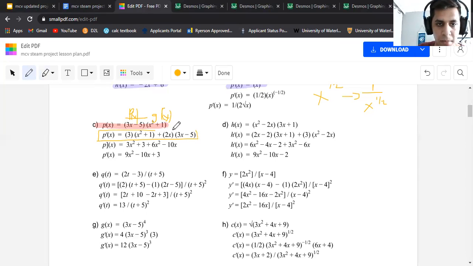Once you've gotten past this step, it's kind of just like a grade 9, grade 10 question where you just got to expand the brackets and order them in terms of descending powers, 2, 1, 0. And that's pretty much all you need to know for product rule. This is another example. You guys can look through it, but I'm not going to because it's pretty similar to what we have here.